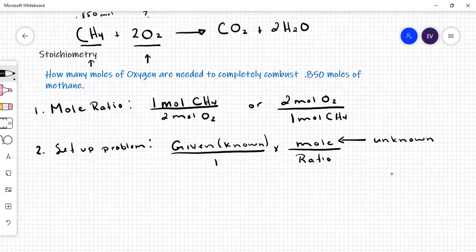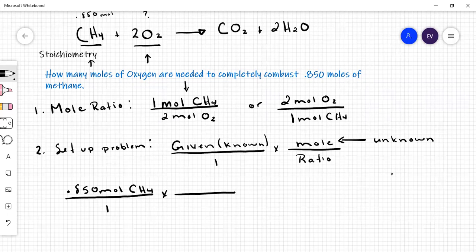I'm going to scroll this up a little bit. So we know that we have 0.850 moles of CH4. This is our given, and we're going to multiply that by the mole ratio that we just found. Now, you have two choices in mole ratio. You can use this one or you can use this one. The way you know which one to use is that the unknown should be at the top, and whichever one is here should also be here.